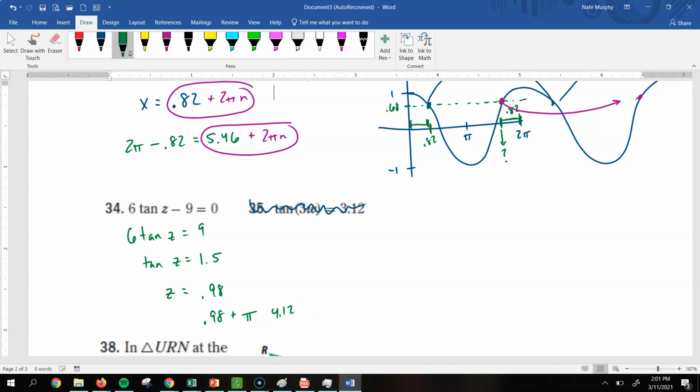And so with the tangent function, the general solutions would just be 0.98 plus pi n. But on the test, I want to make sure you know how to find all the values between 0 and 2 pi. So the values between 0 and 2 pi would be 0.98 and 4.12. So make sure you know how to do that.